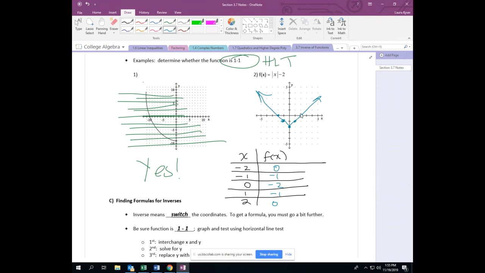And now the question is, is it one-to-one? Well, if you take a look, right here's a horizontal line. It touches here and here. That's a two-touch, which is not allowed. So this graph is not one-to-one. Since it is not one-to-one, its inverse would not be a function.